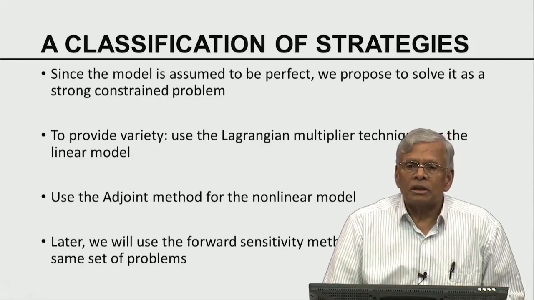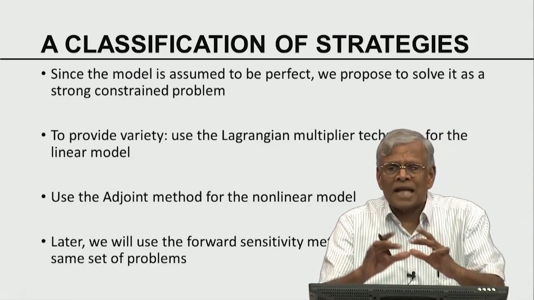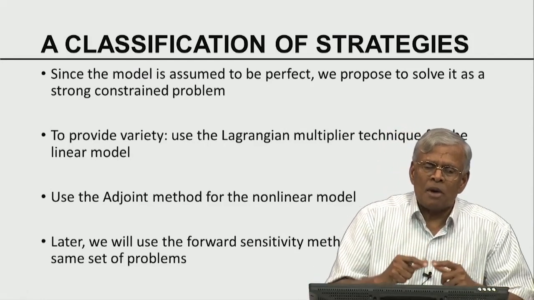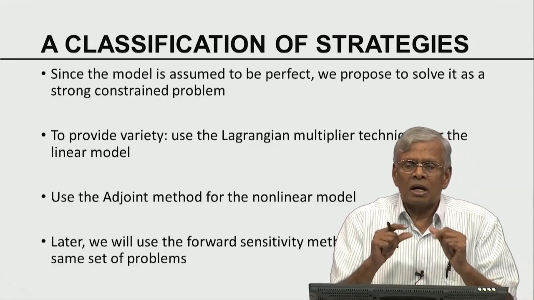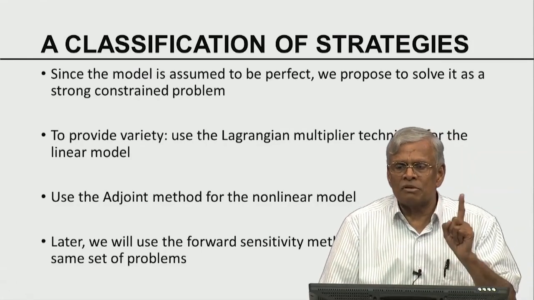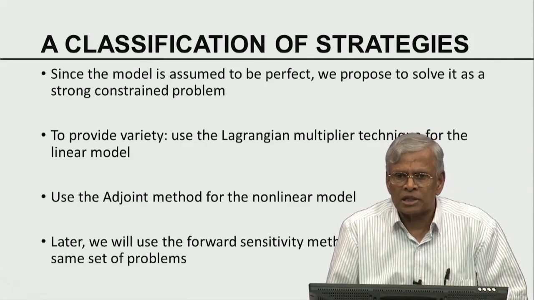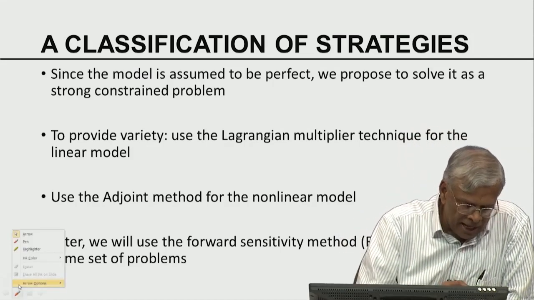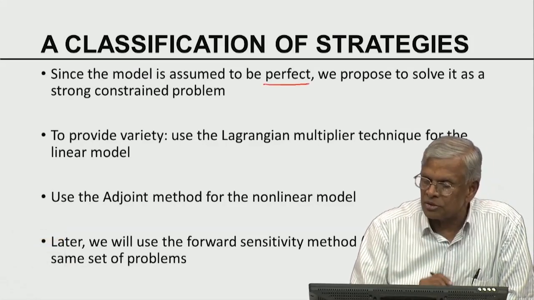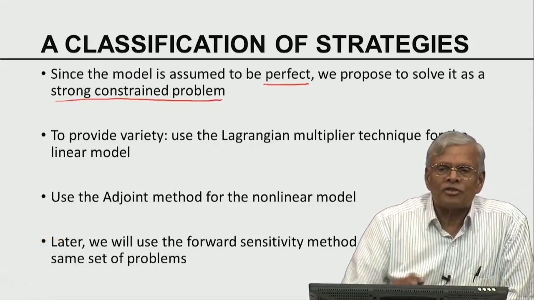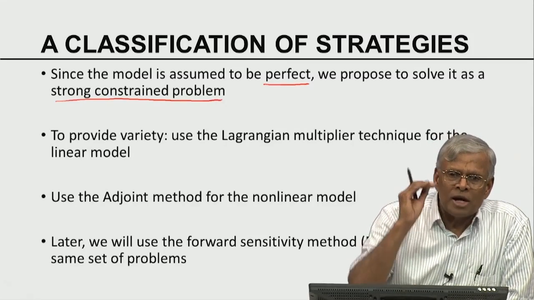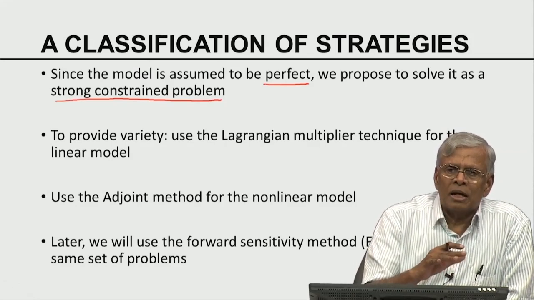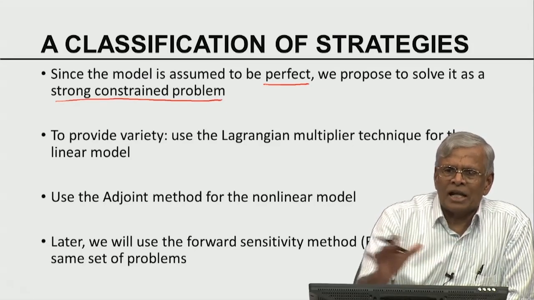If the model is perfect, if I want to be able to use the model as a constraint, I would like to force the constraint strongly. So I would force the problem as a strong equality constraint problem. You may remember strong constraint and weak constraint we have already talked about within the context of constraint optimization. So, perfect model assumptions and strong constraint formulation. Why strong constraint formulation? If I assume the model is perfect, I want the model to have the final say in what I do, because I believe in the model so much that the model has the last say.